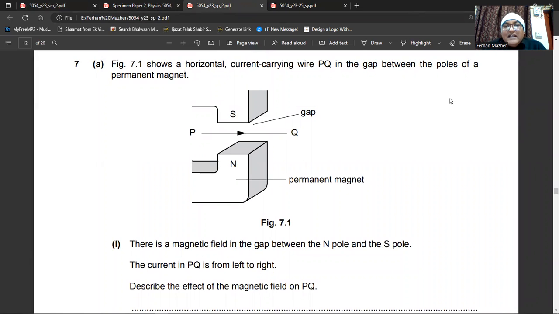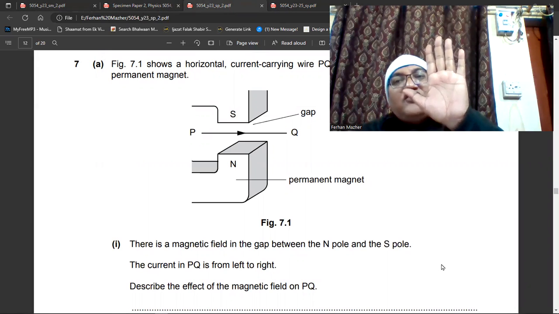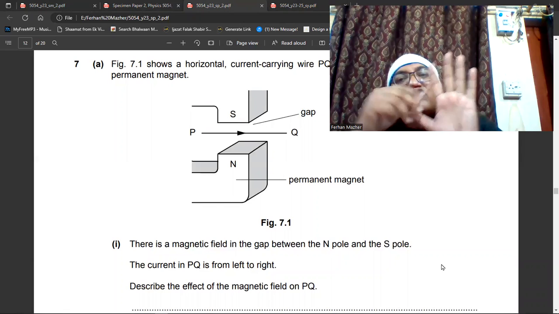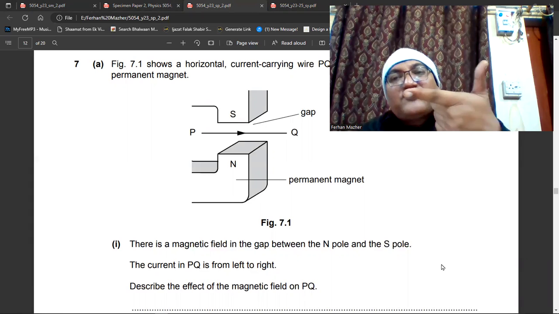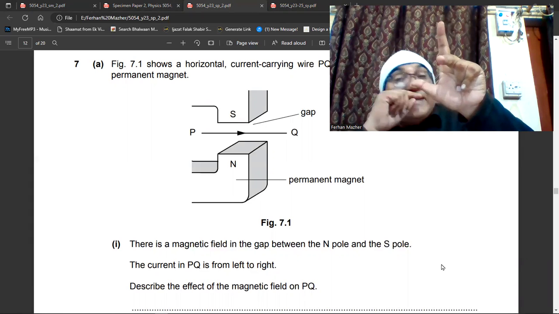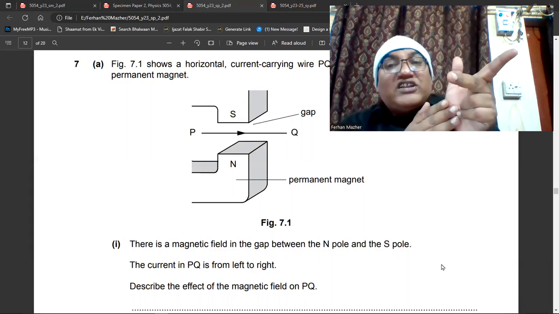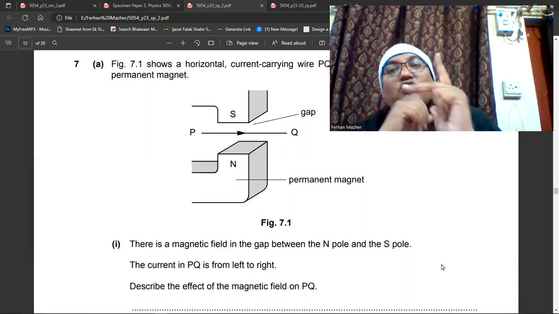You can apply the left-hand rule. This is my left hand, this is my thumb, this is my index finger, and this is my middle finger. This is force, this is magnetic field, and this is current. Stretch the fingers of your left hand so they are mutually perpendicular to each other. The magnetic field is going upward, the current is going in this way, and my thumb is pointing out of the page.